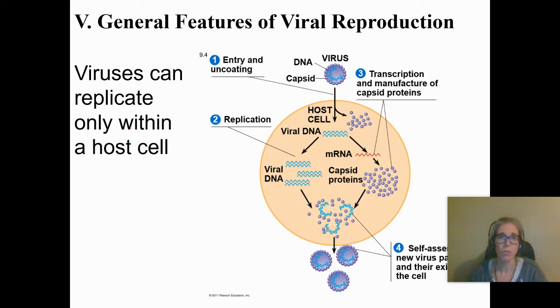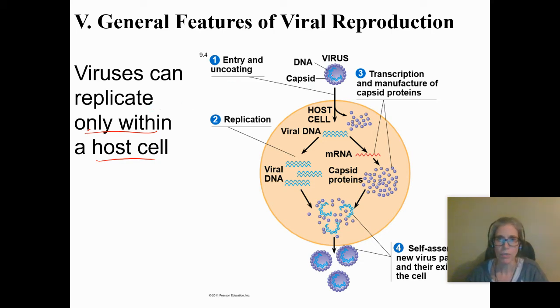General features of viral reproduction. Viruses can replicate only within host cells. This is really important. They cannot replicate alone because they don't have everything they need to replicate. So they don't have ribosomes for making their proteins. They don't have all the enzymes needed for making RNA from DNA or whatever it needs to do.